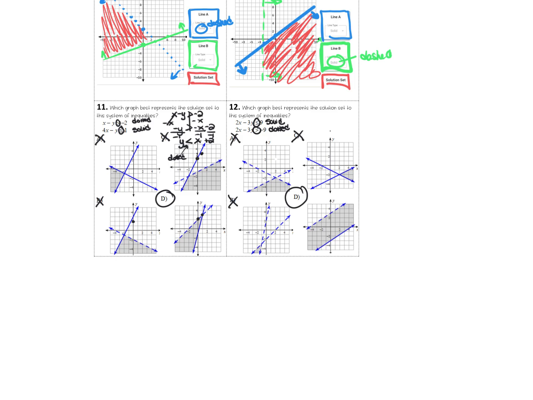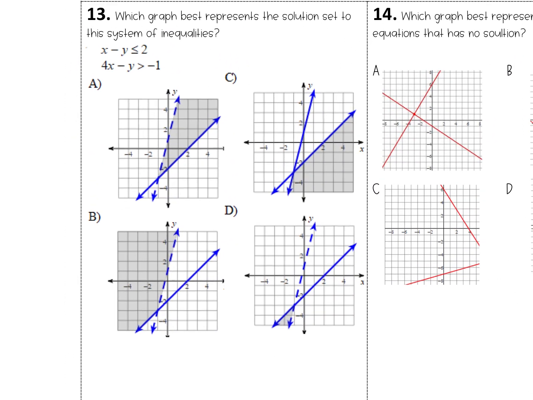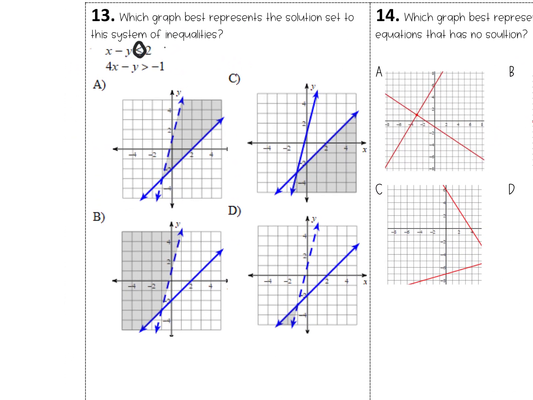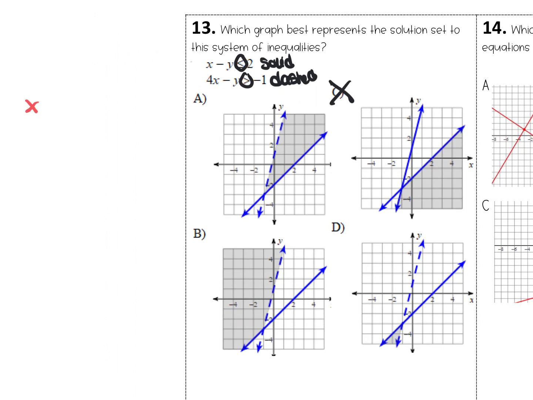Let's go on to the next page. So again, this is solid, dashed. So C's gone. The rest are going to stay. So I'm going to take the top equation, and I have x minus y less than or equal to 2.